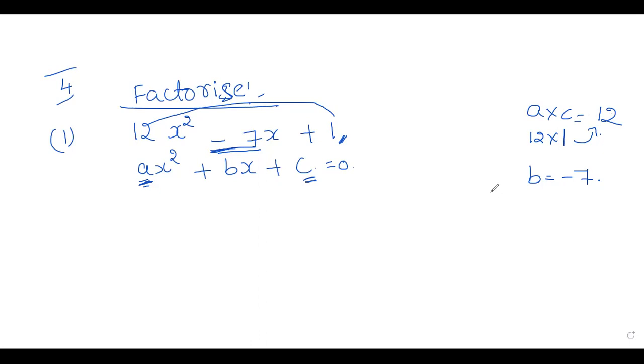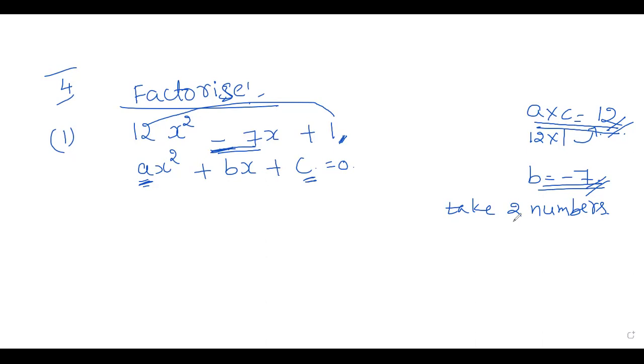So here now you have to take any two numbers in such a way that if you multiply the two numbers, you get 12, and if you add, you get -7. If you multiply, you should get 12 as the answer. If you add, you have to get -7. Okay? So tell me any two numbers, children.